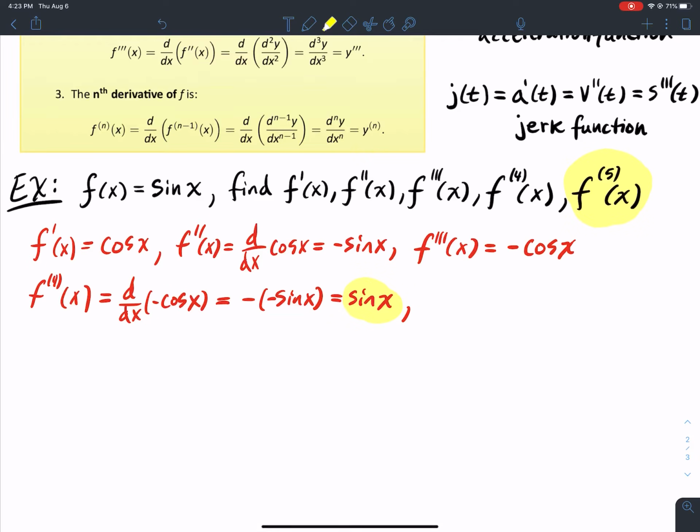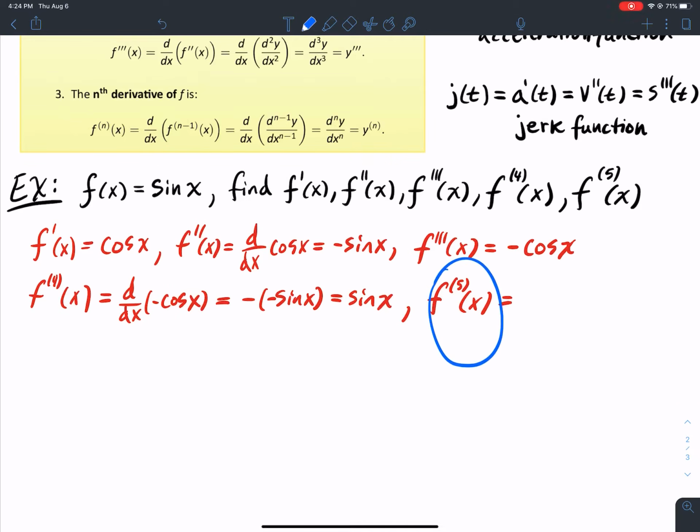Now to get the fifth derivative, all I got to do is take the derivative of the fourth derivative. So I'm going to do that. So the derivative of the fourth derivative, so derivative of sine. Well, guess what, guys? You see this, how we've gone? We took four derivatives and we made a cycle back to sine x. Interesting.